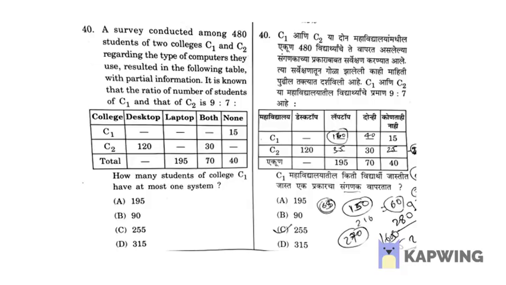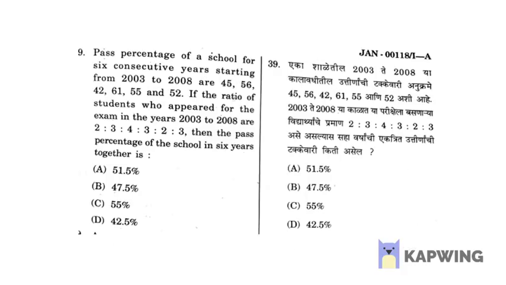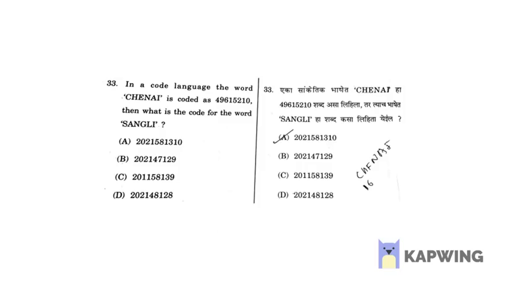Okay friends, let's move on to the next question. This question also I have solved. What I did is I added all the percentages and divided by the sum of the ratios. So finally it came to 51.5. That is A. A is the correct answer here. Hope friends you have answered it correctly. Now moving to the next question.